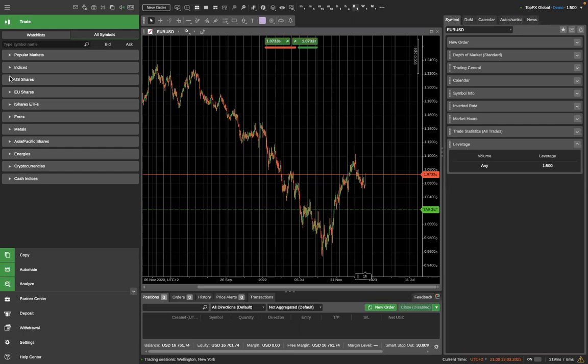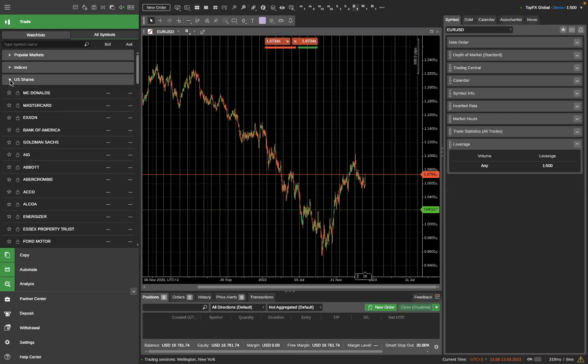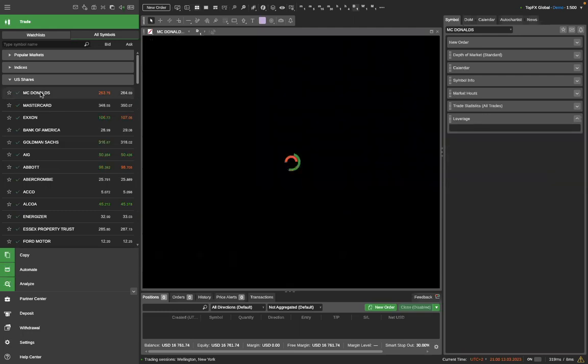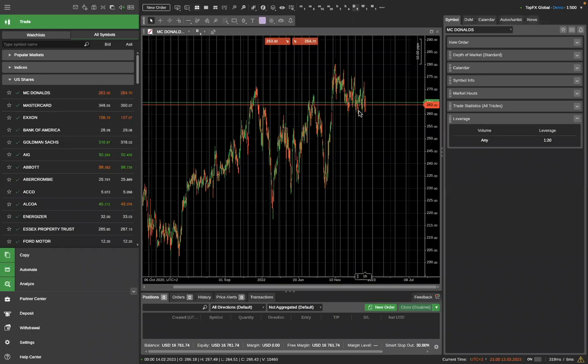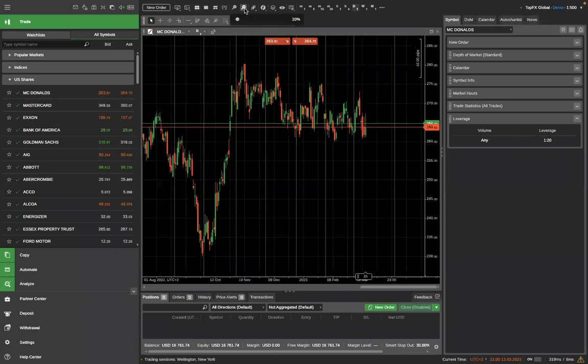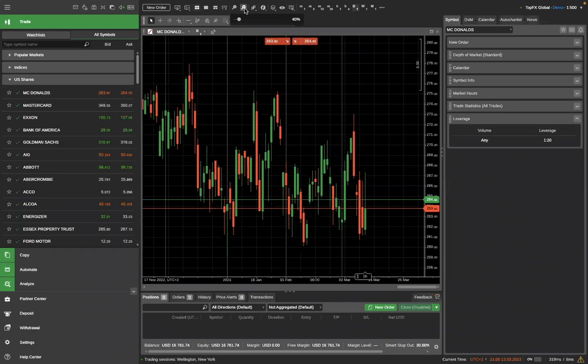This is the first market that we can trade here in the TopFX. So let's click on the right button, to be precise, on this arrow. What do we have here? Well, let's find something that everyone knows. McDonald's. Okay, McDonald's shares.